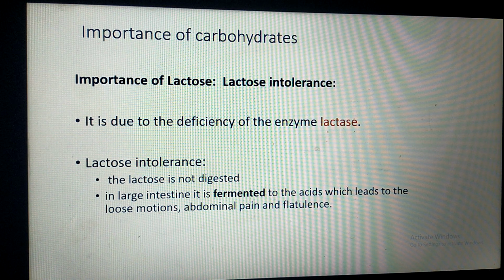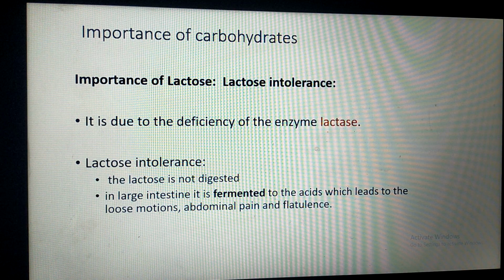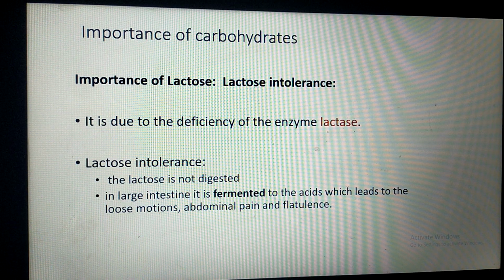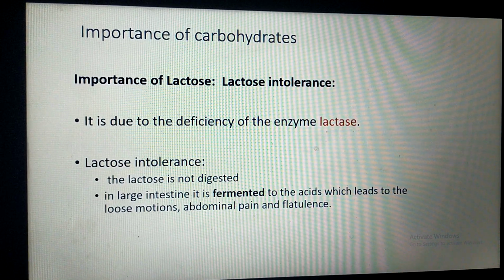This is due to deficiency of enzyme lactase, leading to lactose intolerance. Here lactose is not digested due to deficiency of lactase enzyme. So undigested lactose from small intestine enters into the large intestine, where it is fermented to acids, which leads to the loose motions, abdominal pain, and flatulence, just like the previous case.